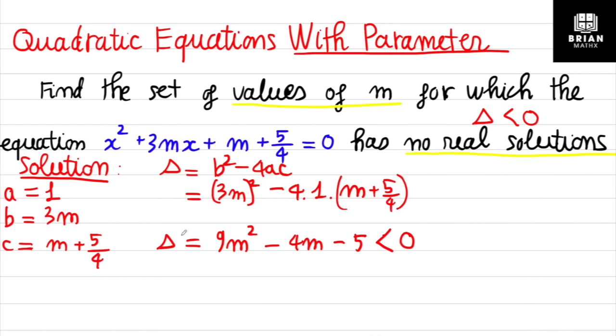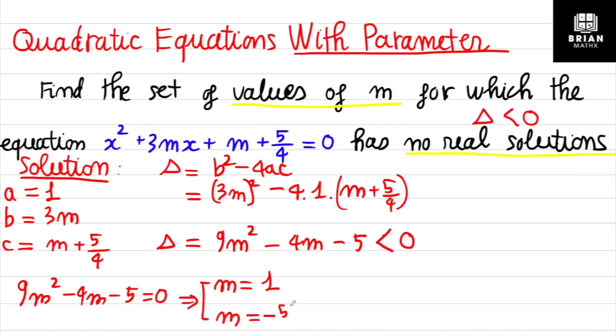This is an inequality, a quadratic inequality, and I have a previous video about quadratic inequalities if you want to rewatch. The first step for solving the quadratic inequality is to find the values of m for which this quadratic is equal to 0. So I will find the values of m first, setting 9m squared minus 5m minus 5 equal to 0. You get two values of m. The first, m equal to 1, and the second, m equal to negative 5 over 9.